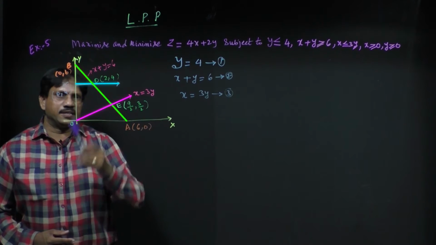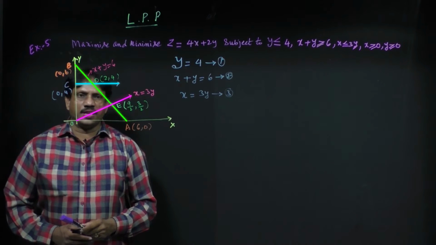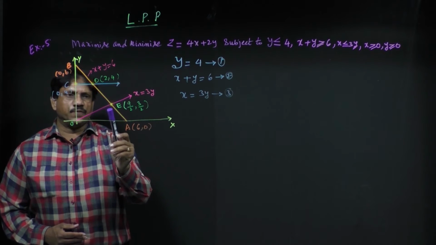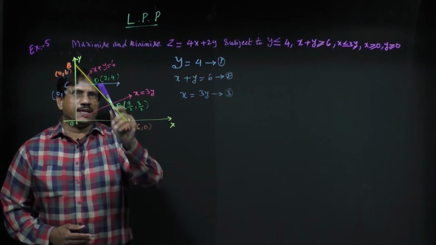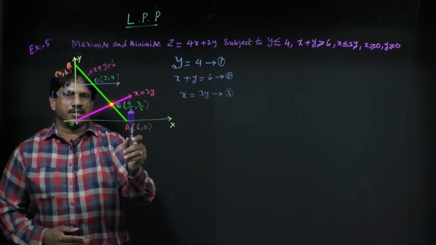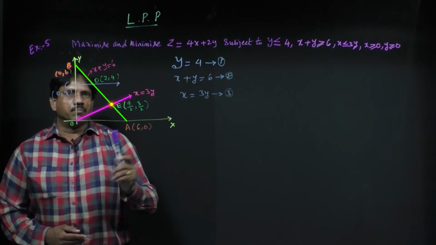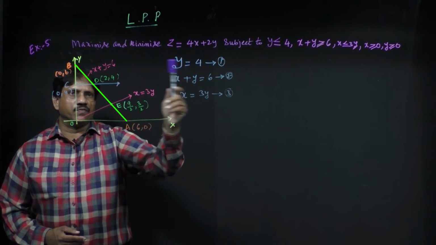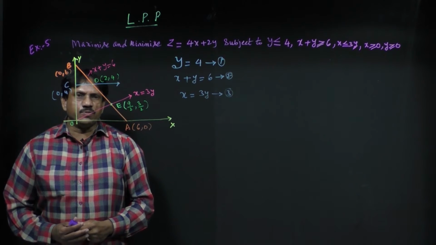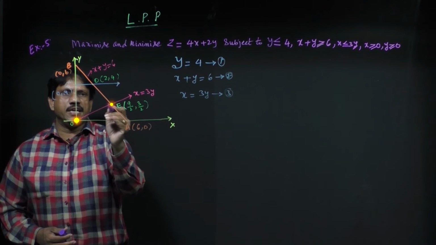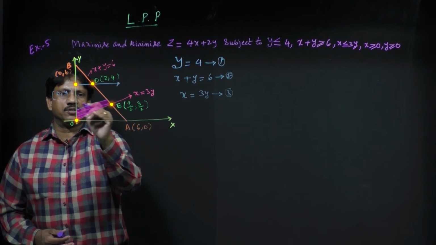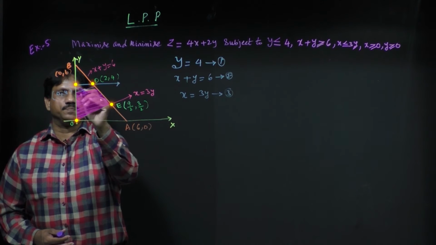Now students, you can clearly understand here these are the intersecting lines at the points E, D and C. The meaning is if you solve these 2 lines, x plus y equal to 6 and x equal to 3y, you will get the E point as (9/2, 3/2). By solving x plus y equal to 6 and y equal to 4 you will get the point D as (2, 4). Now the feasible region is OEDC. So this is the part which you require. This is the shaded part we require for the feasible region.